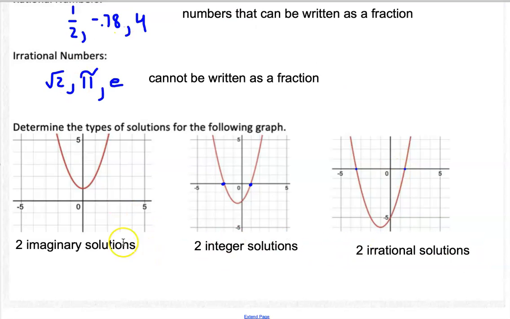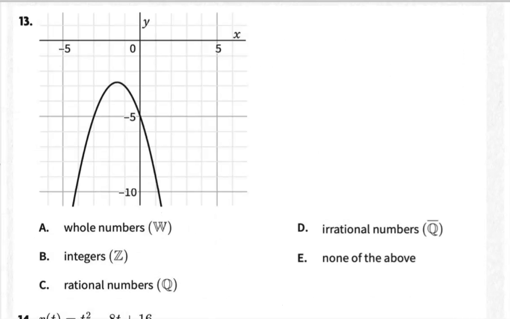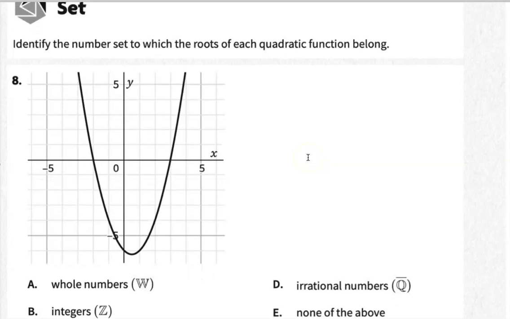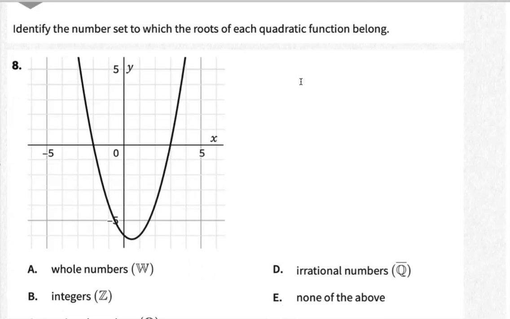So this right here is what you're going to be looking at for the set. The set's going to bring this all together. For the rest of the class, you're going to work on the set, which is on pages 56, 57, and 58. I'll run that through for you. Page 56, this is how all of them are really set up. I look at number 8 here. All it's asking is to identify the set to which the roots of each quadratic function belong. In other words, what type of roots are there?